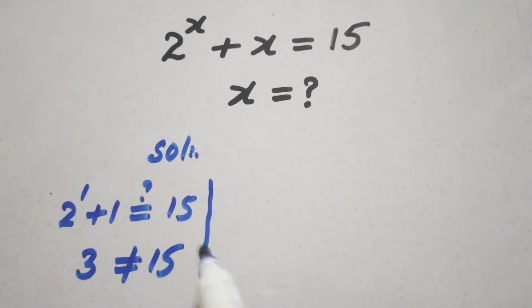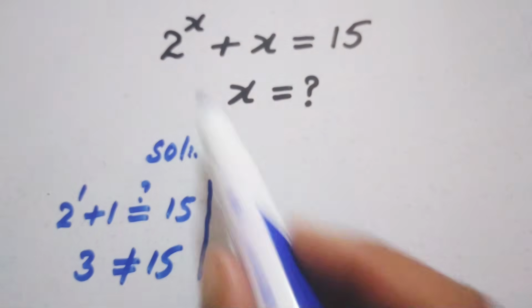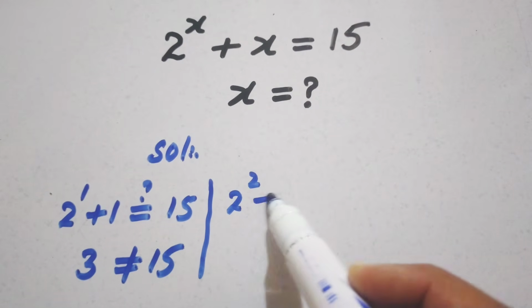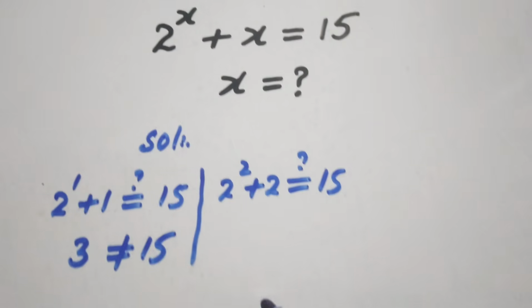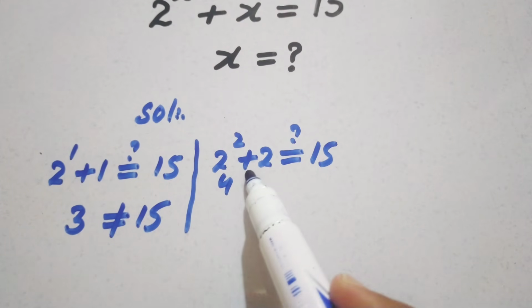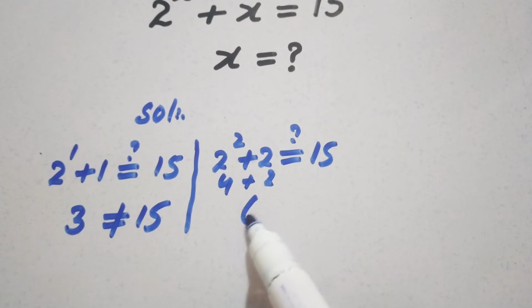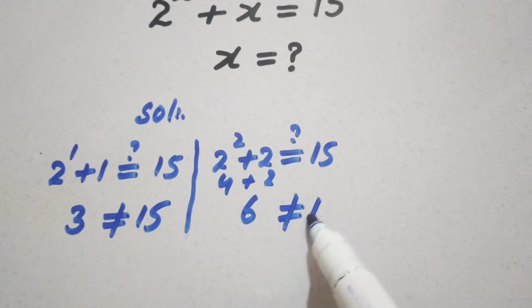Now if we suppose that x is equal to 2, this will become 2 squared plus 2, whether it is equal or not equal to 15. 2 squared gives us 4, and plus 2 is 6. 6 is not equal to 15.